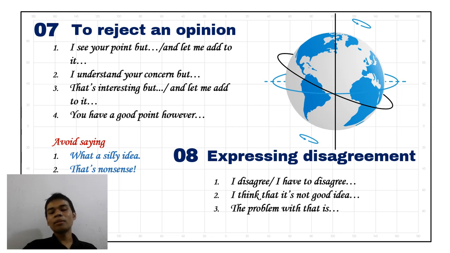And next, how to express disagreement. If you disagree with the other participant's opinion, you can say, I disagree, I have to disagree, or I think that it's not a good idea. Then you share your opinion. Or, the problem with that is, and so on. This is the way you express disagreement in a group discussion.